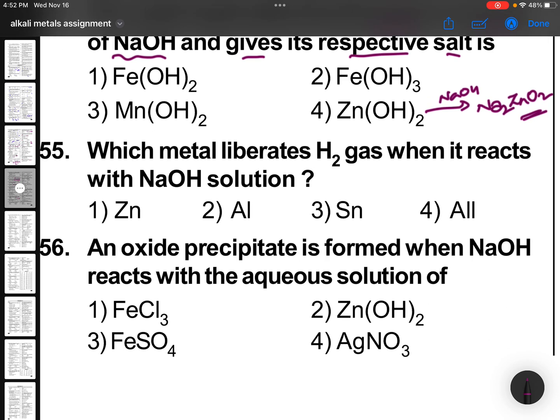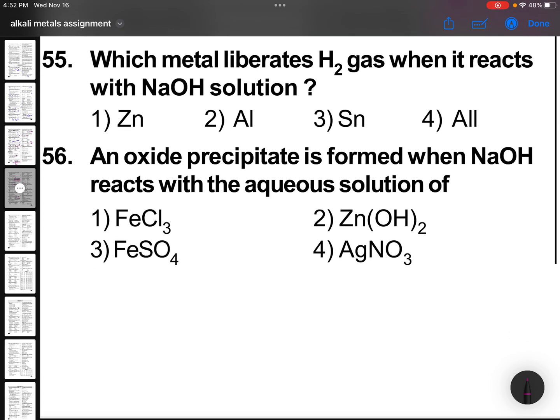Which metal liberates hydrogen gas when it reacts with NaOH solution? Any of these metals you can take. All these, now aluminum reaction we have taken, zinc reaction we have taken, even tin also. So all. An oxide precipitate is formed when NaOH reacts with the following solution of. Now this is about the property. AgNO3, we expect AgOH, but AgOH is not stable, so generally it will go for Ag2O.